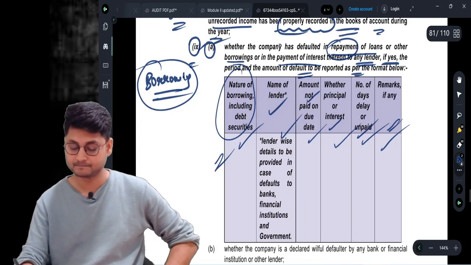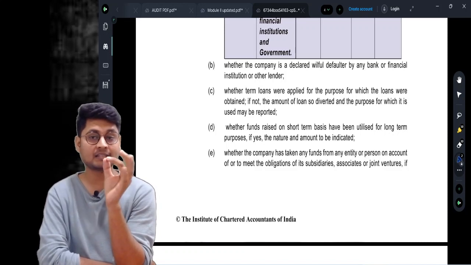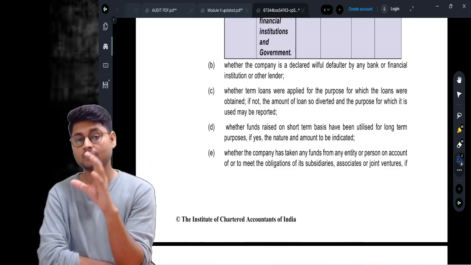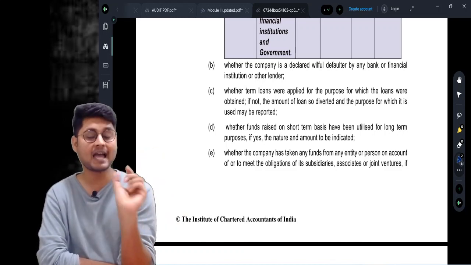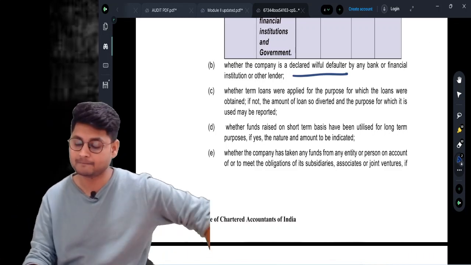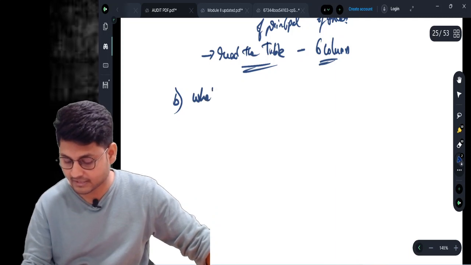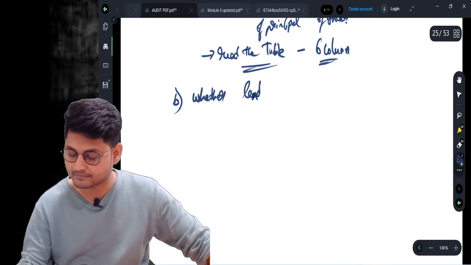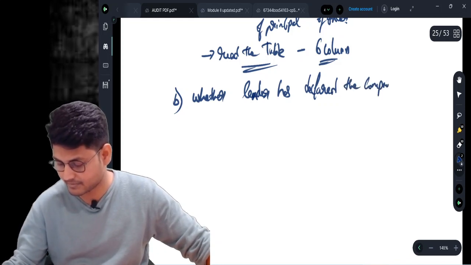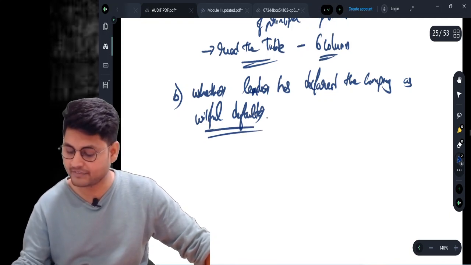Come to subclause number B. When the company is willfully defaulting on the repayment of a loan, there may be some cases where the banks or any lenders may declare this company as a willful defaulter. There may be some instances where the banks may identify the company as a willful defaulter. If it is yes, then report here whether the company is declared a willful defaulter by any bank, financial institution or any other lender. Report whether the lender has declared the company as a willful defaulter. Intentionally they are not paying. If it is declared, then you need to report here.